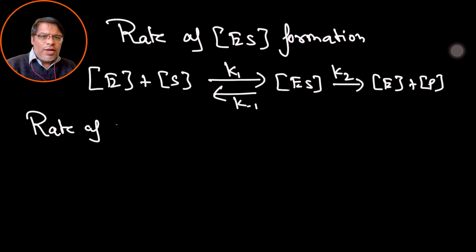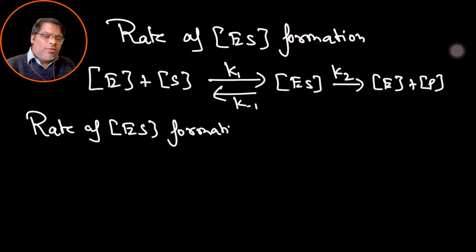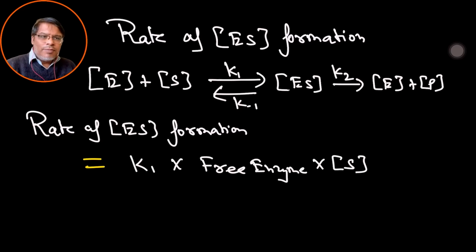Okay, so here you can calculate the rate of ES formation. It will be K1 multiplied by the free enzyme E multiplied by the substrate concentration. Here you see the enzyme is going to bind to the substrate, and K1 represents the rate constant for the ES formation. So the rate of ES formation will be K1 multiplied by the free enzyme multiplied by the substrate concentration.